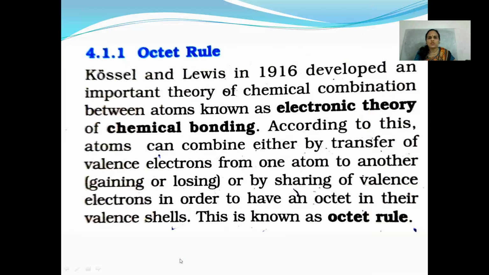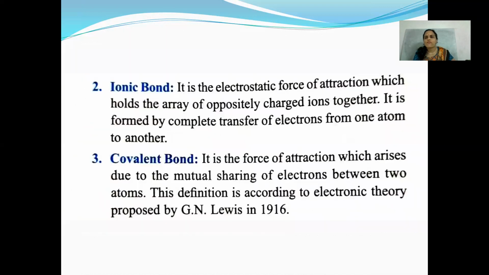Next we come to the octet rule. According to this rule, atoms can combine either by transfer of valence electrons from one atom to another, that is by loss or gain of electrons, or by sharing of valence electrons in order to have an octet in their valence shells, and this is known as the octet rule. Next, you should know what an ionic bond is. It is the electrostatic force of attraction which holds the array of oppositely charged ions together, and it is formed by complete transfer of electrons from one atom to another.